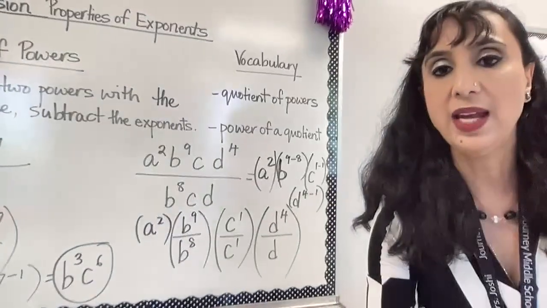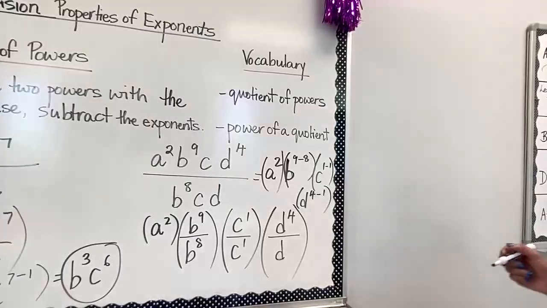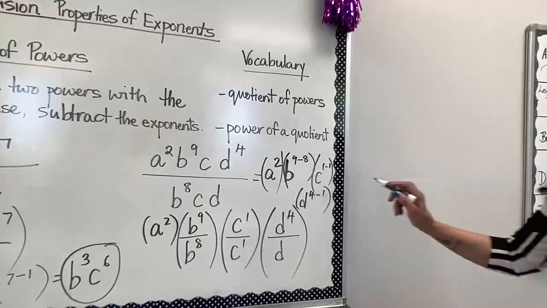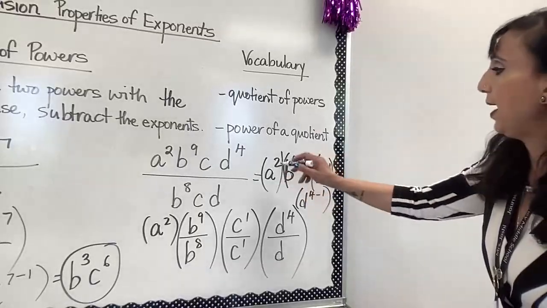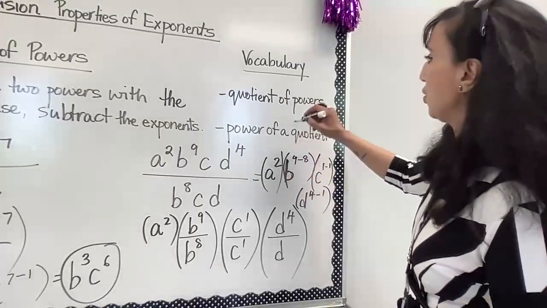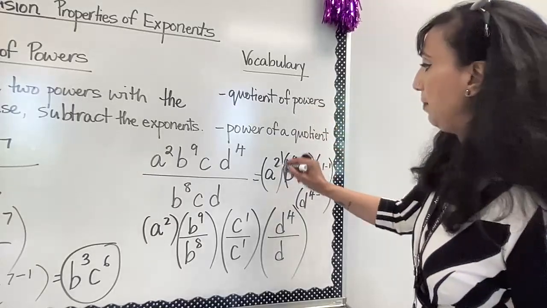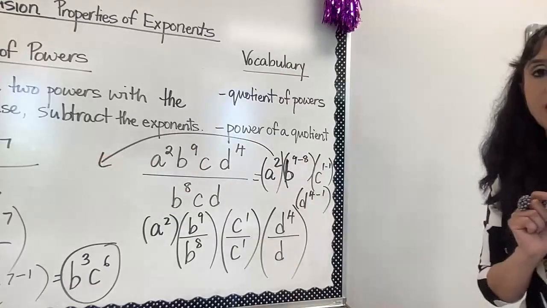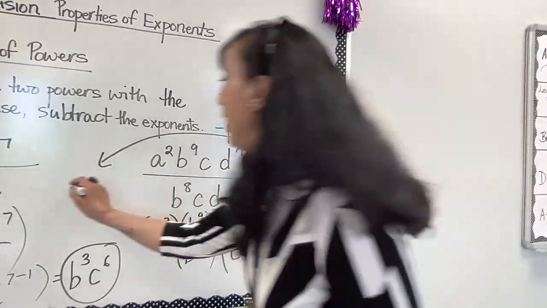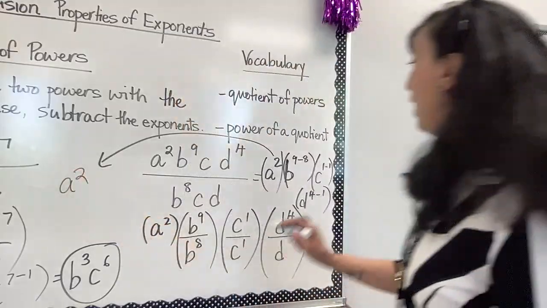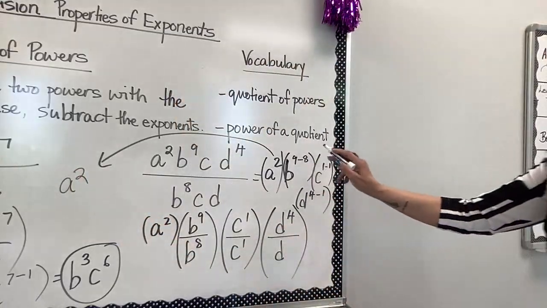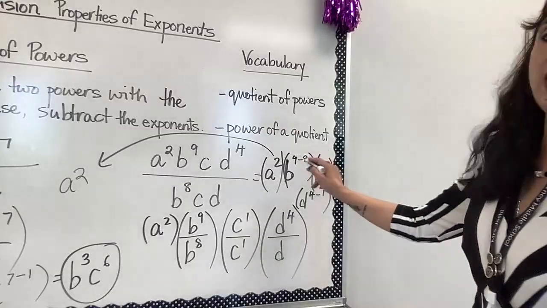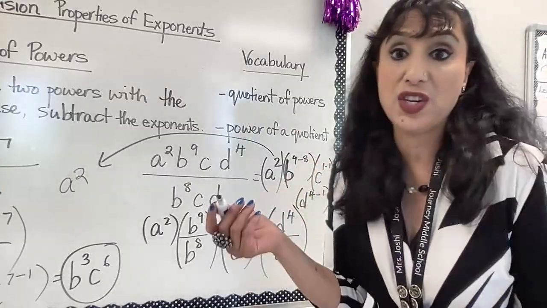Okay, so then when I solve this, I am left with A squared. Let me go ahead and write the answer over here. Okay, so I'm left with A squared, and I have B, and I have 9 minus 8 over here as my exponent. So I'm left with just 1.